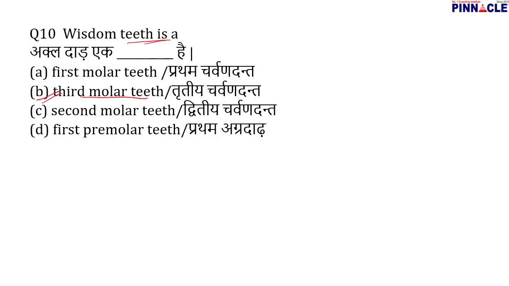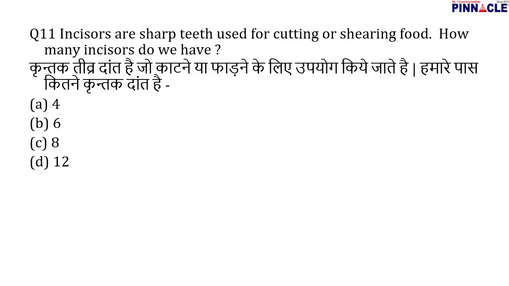Moving to the next question, question number 11. We have been asked about the incisor, which is a very sharp tooth used for cutting or shearing food. This statement tells us about the incisor, which basically helps in cutting down or shearing food. We have to name how many incisors we have, the number of incisors found in our teeth. And the answer for this question is option C, that is 8. We have altogether 8 incisors in our teeth.